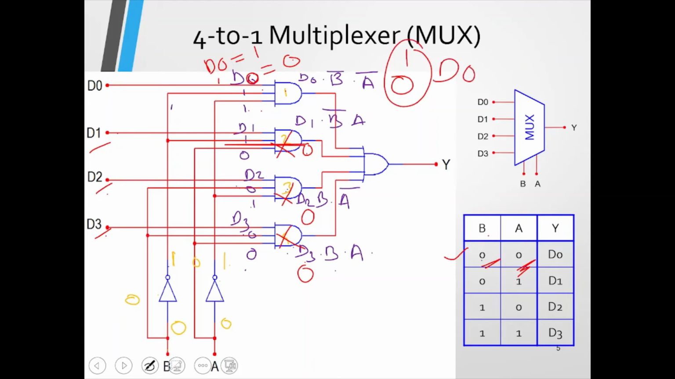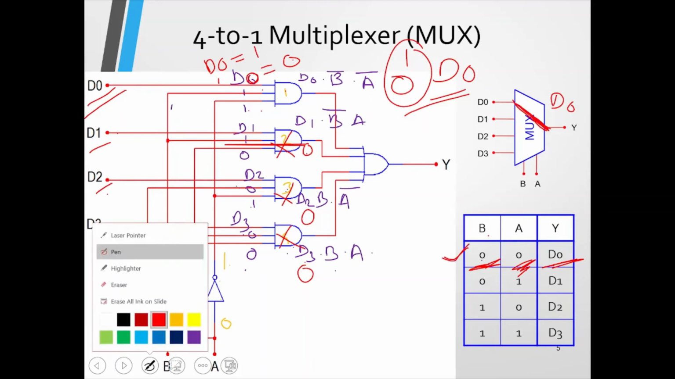So whatever is applied at D0, the same will appear at the output, and that's why we say that if the select input is 0 0, the output is D0, right? Means this D0 is connected to the output line. So whatever you are applying at D0, the same will appear at the output. And we say that the first input line is selected. Okay. So this is about the first input condition.